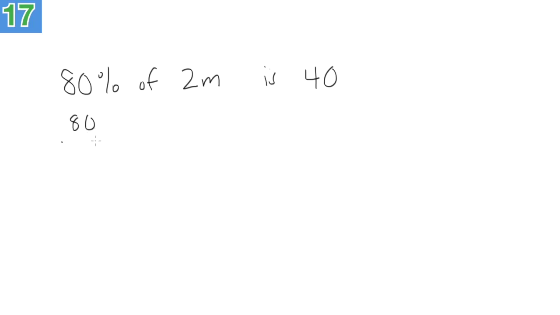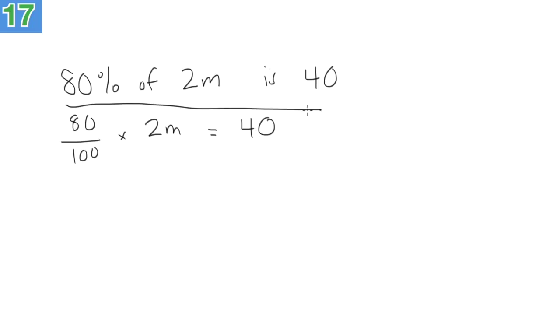80%, 80 over 100. Okay, that's just a rule. Write the number over 100, that means percent. Of always means times. 2m is always means equals 40. All right, I love doing this. Now we have our word problem into an equation, which is the most important part, and now we can start solving. So to get the m alone, let's start by dividing out the 80 over 100.